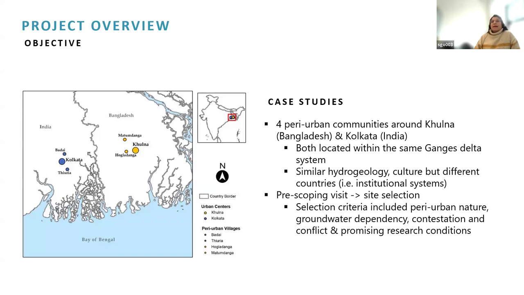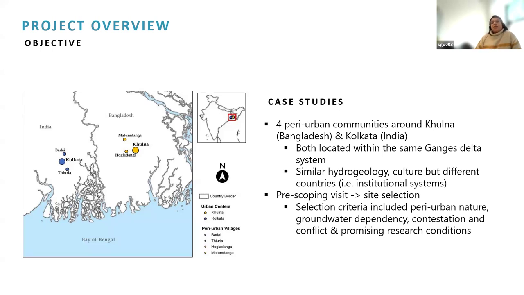What was a unique aspect about these four project sites or case studies was that they were located in the same Ganges Delta system, so similar hydrogeology and also similar culture based on their location in South Asia, but situated in different countries, and therefore the institutional systems and governance systems were unique. That makes it interesting to study from a governance perspective, which is what I do.